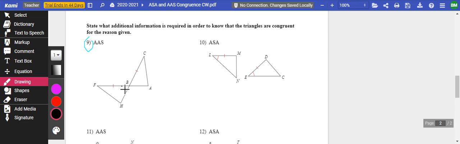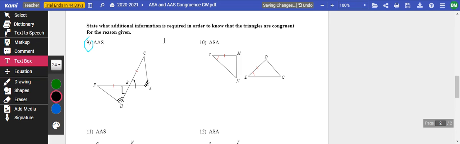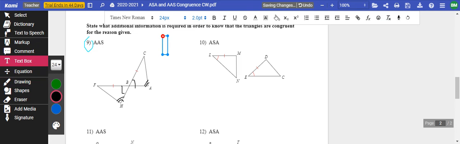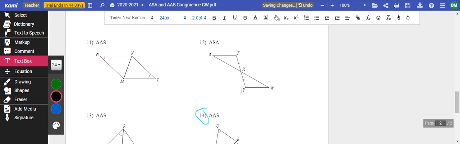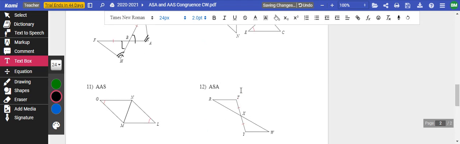Remember, we already have vertical angles. So I've got an angle, I've got a side. I need another angle, but I need that angle to not be in between. So I'm going to have to say H is congruent to A. So you say angle H is equal to, or congruent to, angle A. And I'm just using something a little bit different to show angles. So that was angle, angle, side.